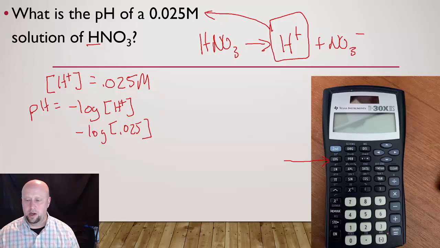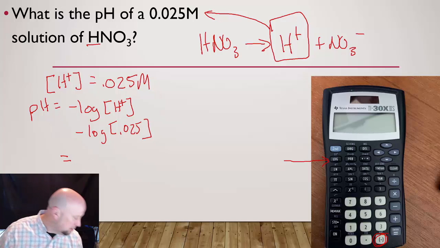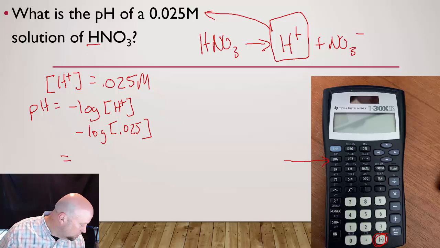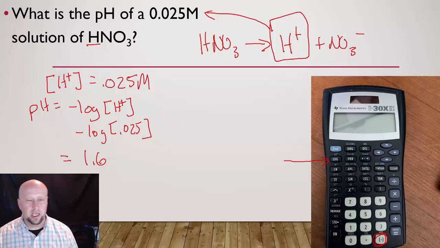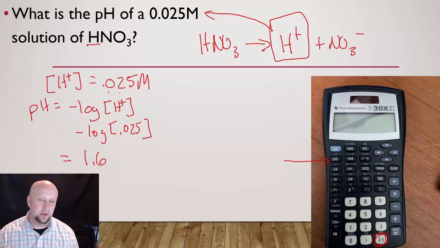Now here's what's really important. On your calculator, you should have a negative key that is not the minus key. So use that negative key, hit that, then hit your log button, and then plug in 0.025. And when you plug that in, you should get, and let me check my notes here real quick, you should get 1.6. You're actually going to get a little bit more in your calculator, obviously, than 1.6. But since this had 2 sig figs in it, I'm going to give 2 sig figs to my answer. And so that is the pH of that solution.